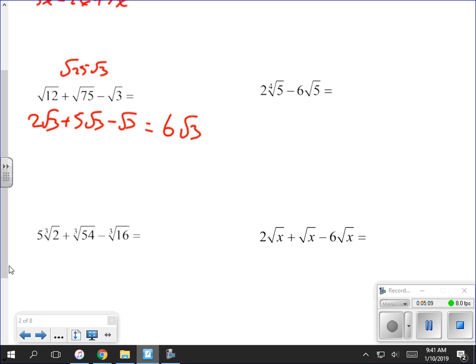Okay. But I have to try to simplify them first if I can. If I can't simplify them, they're done. I look at the next one, 2 fourth root 5, 6 root 5. I can't simplify. They're not like radicals by any chance. Because I have a fourth root of 5, I can't do anything with that. Square root of 5, I can't do anything with that. This one is actually finished as it stands. Because even though they're both roots of 5, one's a fourth root, one's a square root, they're not like radicals.